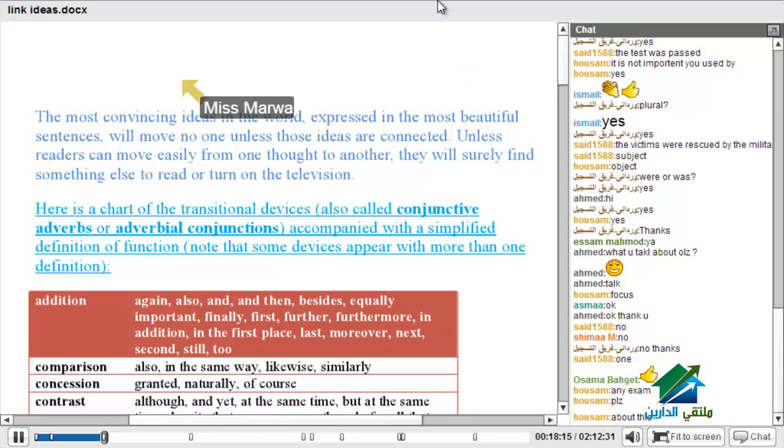Okay. Now let's speak about cohesion. This part is very important for two things, in your writing and your speaking. All the time you may find a good essay or a good paragraph, but it doesn't have cohesion. The ideas are not related to each other. This creates a big problem, you may lose more points because of it.